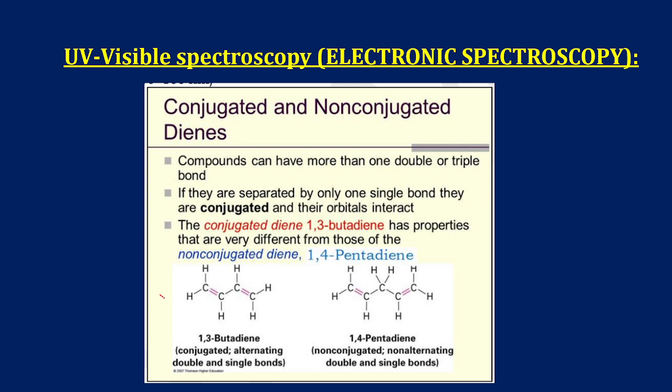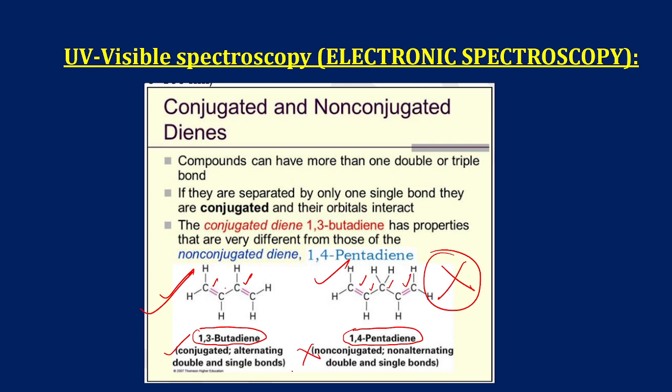See here, this example and this example, in which it is double, single, double, that means it is in conjugation. But see here, it is double, single, single and double, that means it is not in conjugation. Whereas if you observe this, it is in conjugation. 1,3 butadiene is in conjugation, but 1,4 pentadiene is not in conjugation. So we can easily determine whether our given organic molecule is in conjugation or not with the help of UV visible spectroscopy.